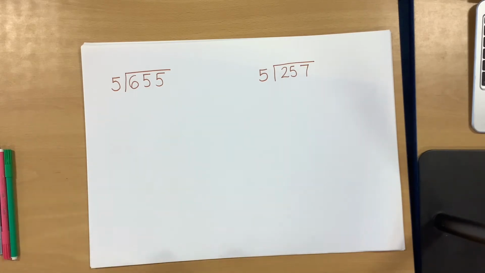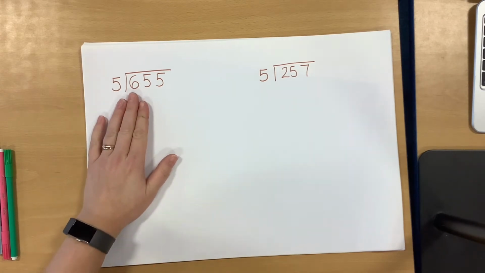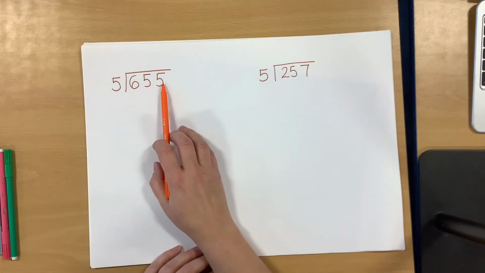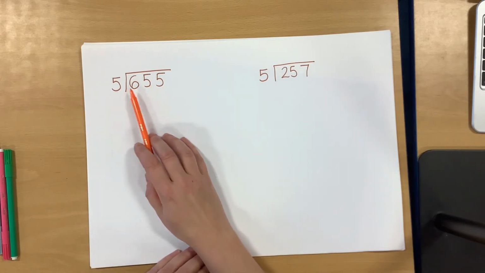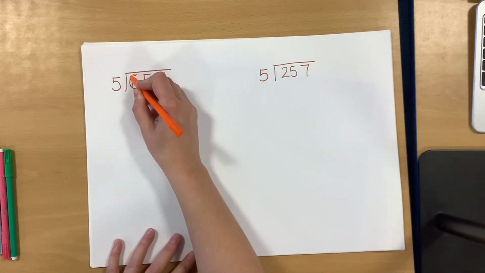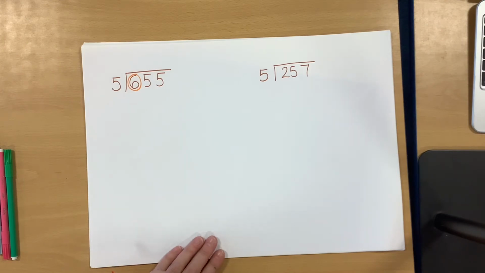All right, so division is unlike all of the other operations in that we start with the biggest number regarding place value. So we've got 655 here. We're going to divide it by 5 and we start with the 600s. So I'm just going to put an orange circle around here to show you that we're dealing with the hundreds. We've got 600s. How many of those hundreds can we share into 5 equal groups?